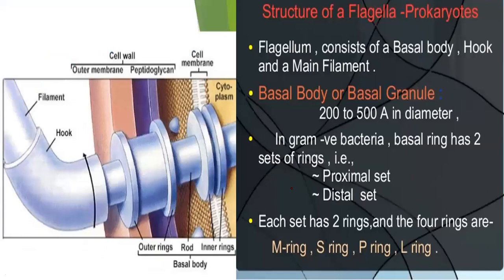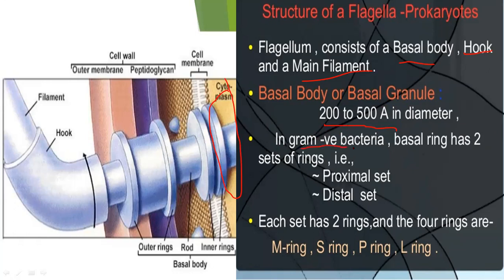Now we will see the structure of flagella in movement and motility, how they move, because it has a slightly complicated structure. Flagella consist of three parts: basal body, hook and main filament. The basal body is a granule that is 200 to 500 angstrom in diameter.